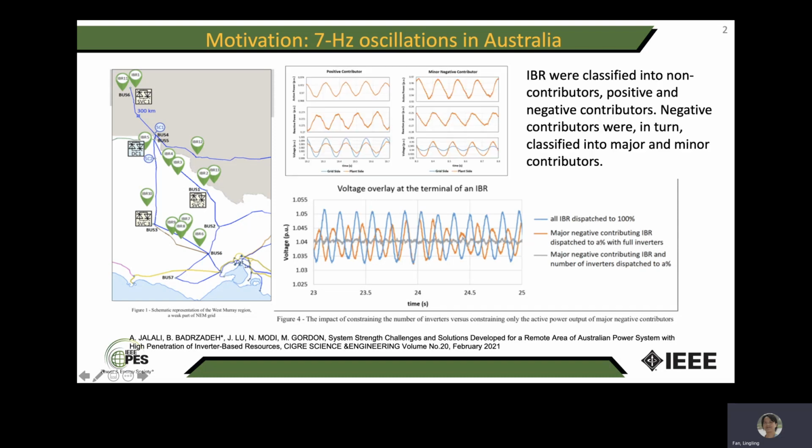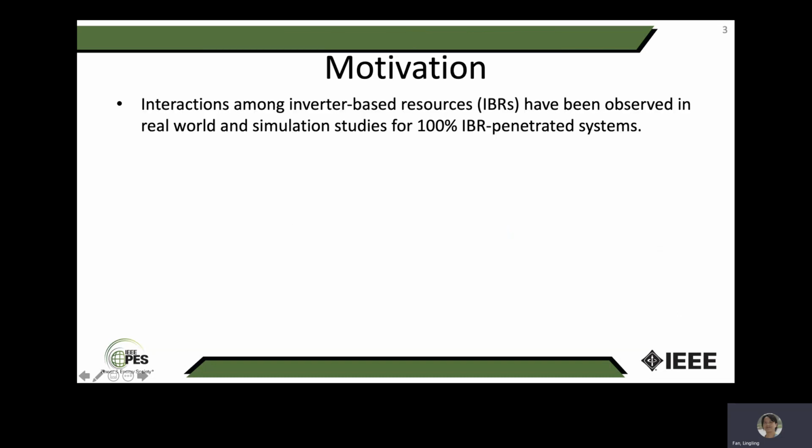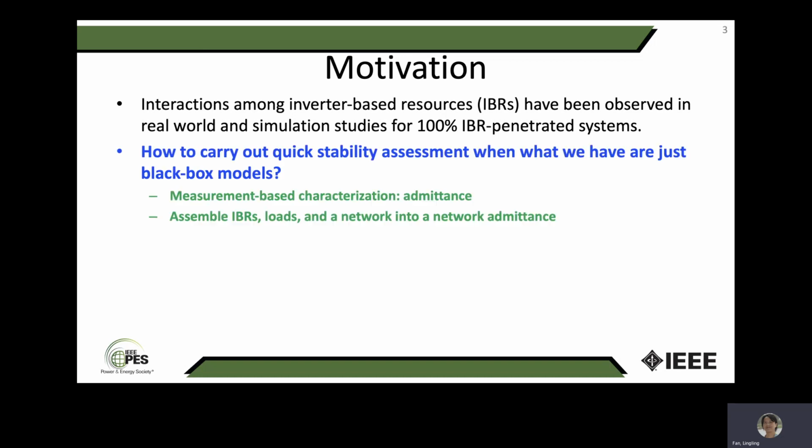Therefore, it is reasonable to judge that there are a couple of oscillation modes of 7 Hz, and some exist because of the IBR interactions. In this paper, IBRs were classified as non-contributors, and positive and negative contributors. So this is the real-world need that we can show: interactions among IBRs have been observed. In this presentation, we also show a simulation study for a 100% IBR penetration system to show interactions.